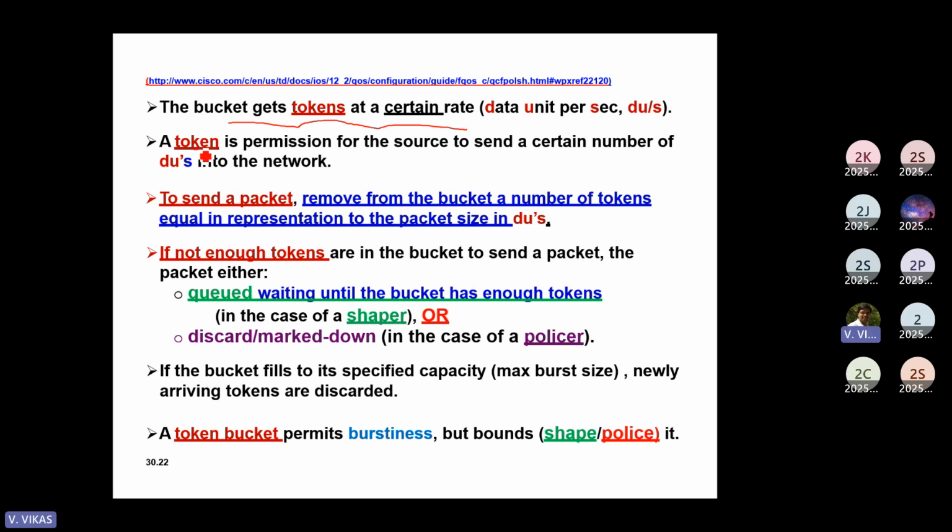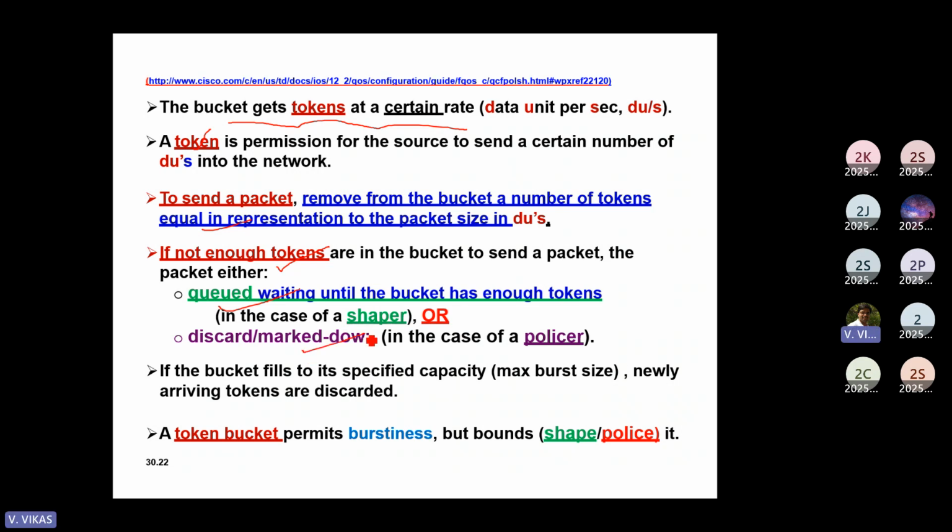Okay, a token, the meaning of token is, this is the permission for the source to send a certain number of data units into the network. To send a packet we need to remove a certain number of tokens, and we are going to consider equal sizes for packets anyway. If not enough tokens are there in the bucket to send a packet, then we will try to queue the packets until the bucket has enough tokens, or you can also discard them.